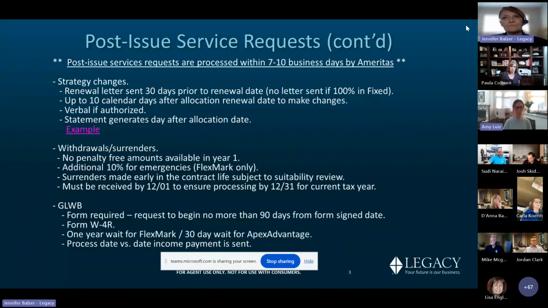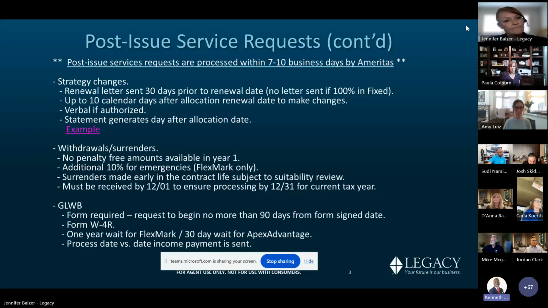So I wanted to make sure everybody understands that the date that is used on the income rider form is the date the income payment is going to be processed. So let's say, for example, you request income on 5/1. Ameritas is going to process that income on 5/1. It's going to leave their bank on 5/2, and depending on how quickly your client's bank processes those types of EFTs, it might be a day or two before they see it. Any questions?